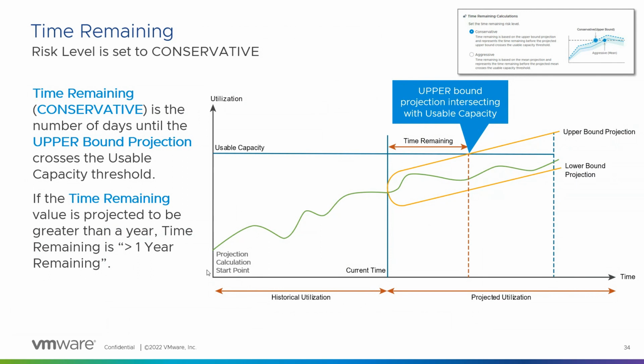So time remaining is looking at the projection. Here we see my projection range. They have the upper bound here because I'm conservative, and we're looking at where this upper bound of my projection hits the usable capacity line. And whatever day that's projected to be tells me my time remaining. So between now and that point when the upper bound crosses the usable capacity line, that tells me how much time remaining I have. So hopefully that makes sense.